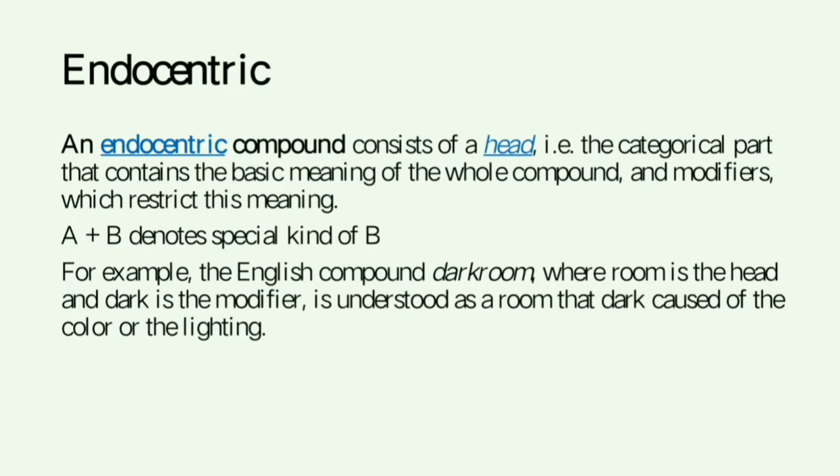An endocentric compound consists of a head. For example, the categorical part that contain the basic meaning of the whole compound and modifiers which restrict this meaning. A plus B denotes special kind of B. Endocentris memiliki kepala yang letaknya di belakang. Kepala ini adalah bagian kategorikal yang mengandung makna dasar dari keseluruhan kata gabungan dan pengubah yang membatasi makna. For example, the English compound dark room, where room is the head and dark is the modifier, is understood as a room that dark cause of the color or the lighting.